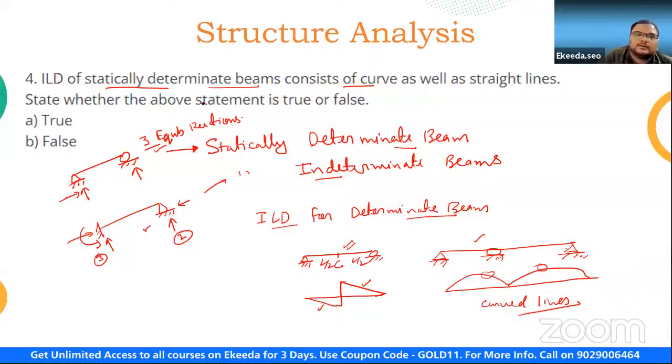So always remember that for statically determinate beams, it will always consist of straight lines, right? It is saying that it consists of curves as well as straight lines. So this statement is false. It will never consist of curved lines. It will always consist of straight lines. Okay, so I hope I am clear to all of you guys.